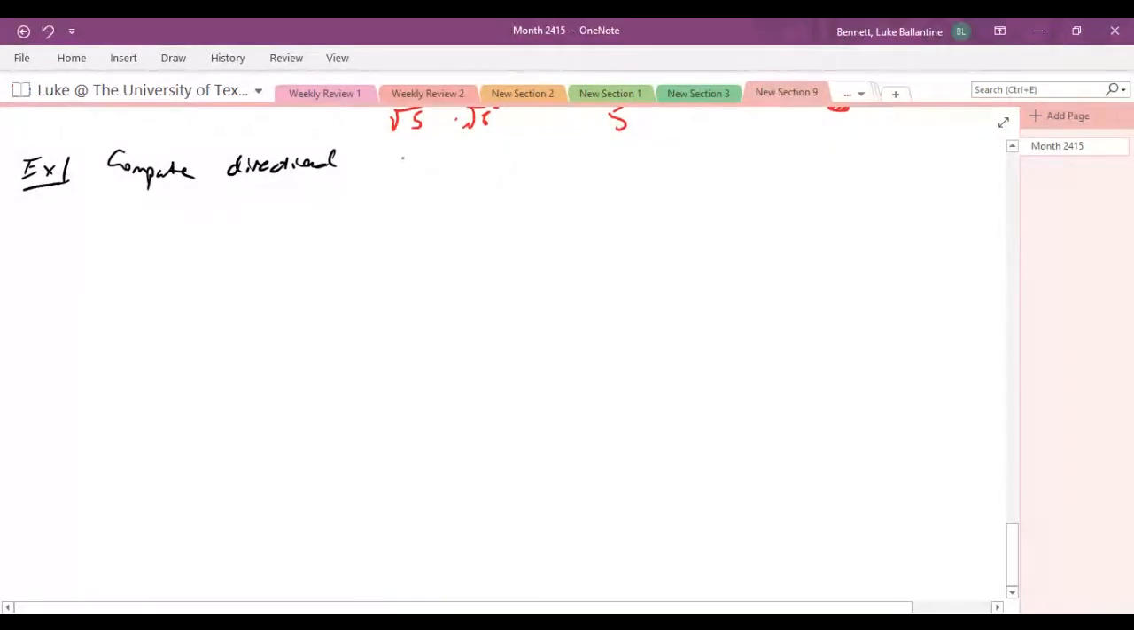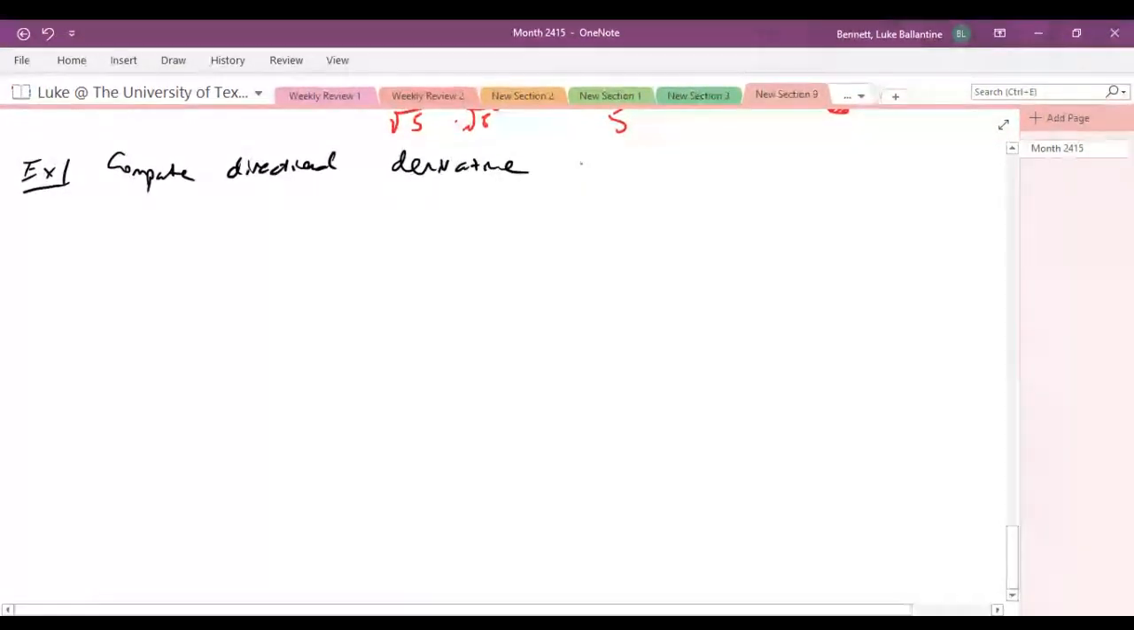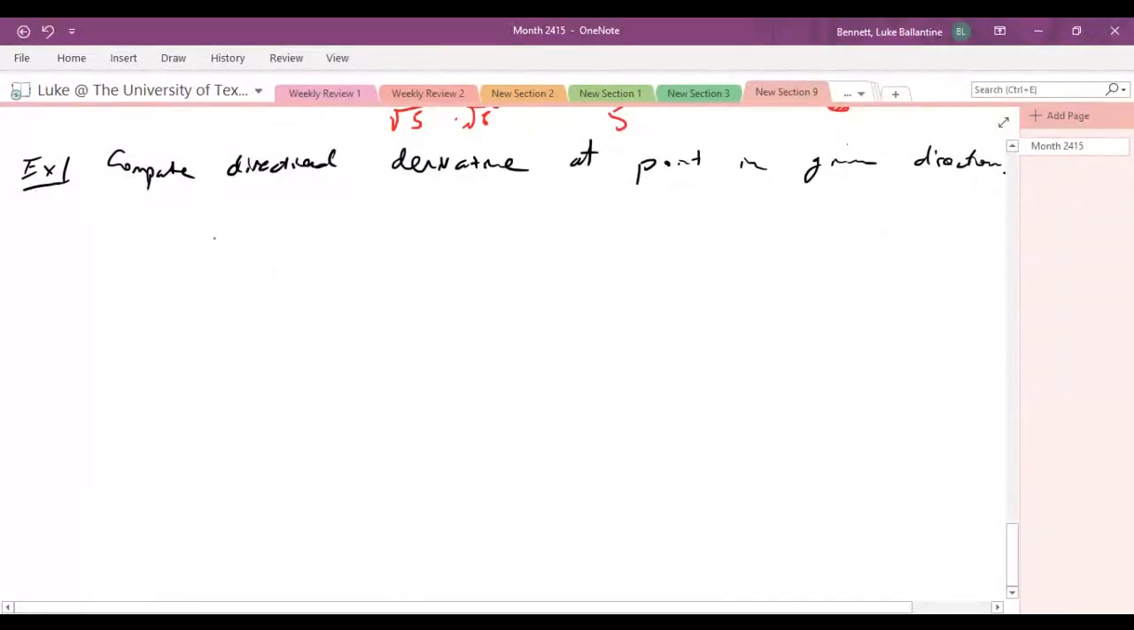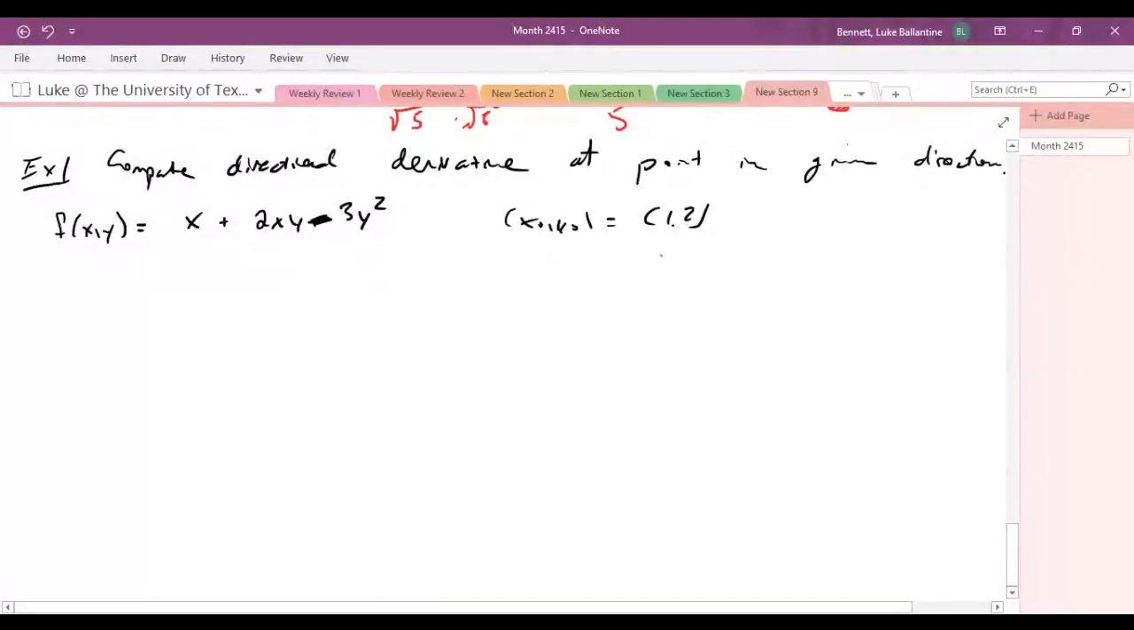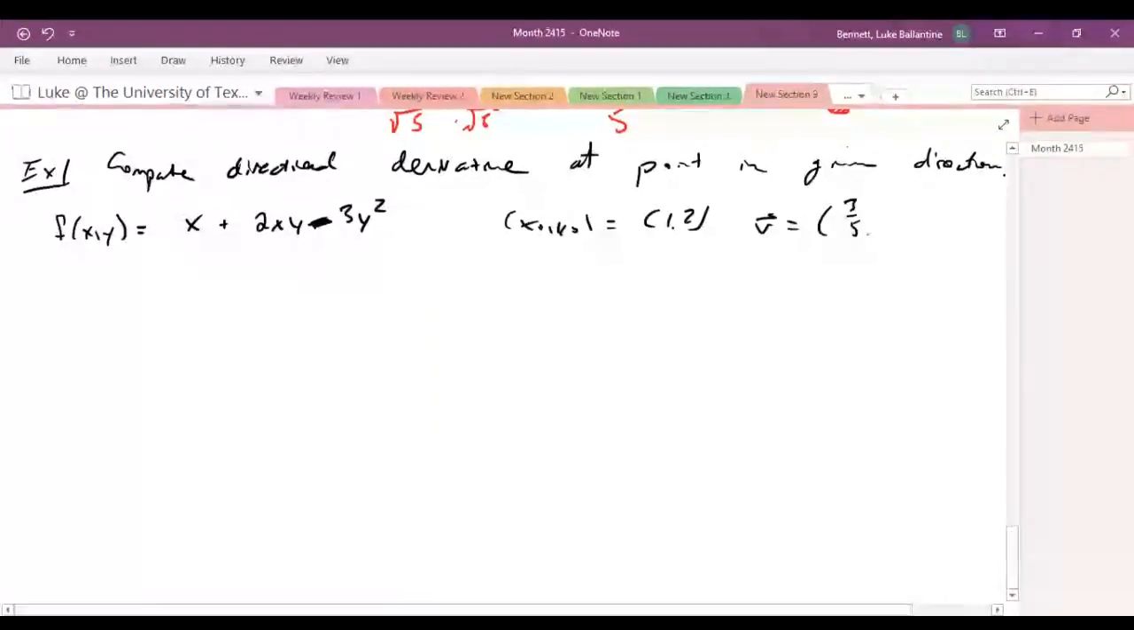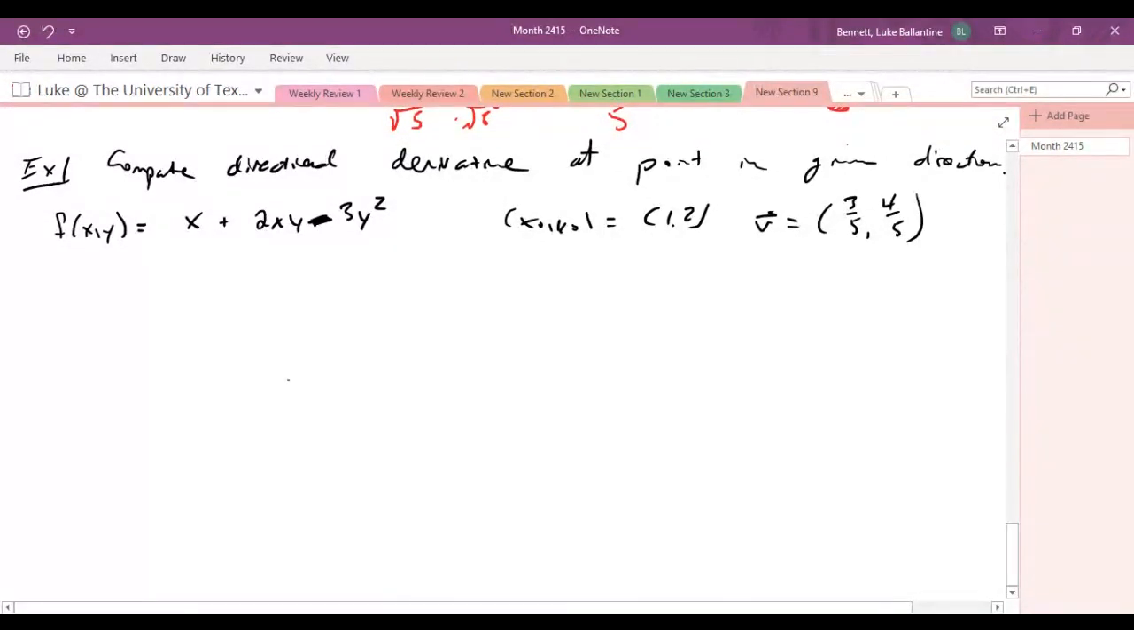Okay, so compute the directional derivative at a point in a given direction. So we have f of x, y is equal to x plus 2xy minus 3y squared at x naught, y naught equals 1, 2, in the direction of v equal to 3 over 5, 4 over 5. Okay. Is v a unit vector?